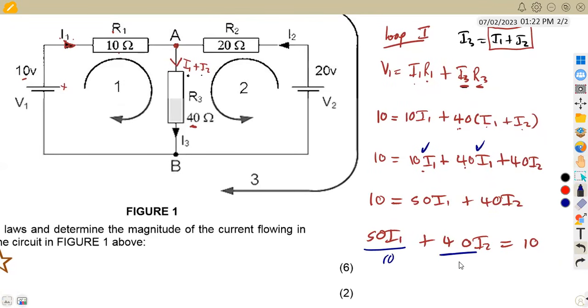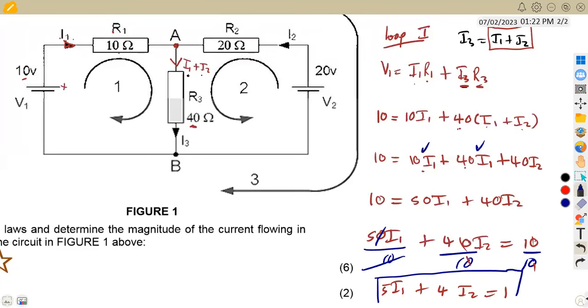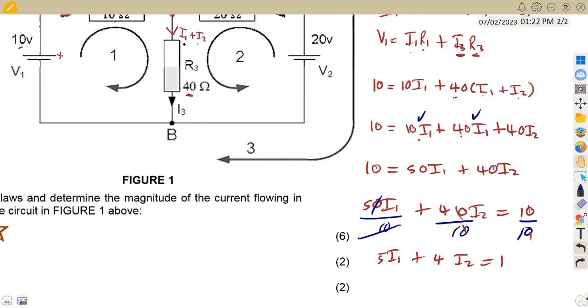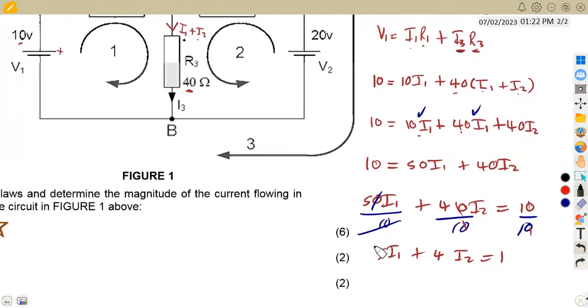You can reduce your equation the way that you want, because you are the one solving this. So this is going to give us 5 I1 plus 4 I2 equal to 1, since 10 cancels. So this is our first equation: 5 I1 plus 4 I2 equals 1. All right, we're going to take this as our first equation. Let me present it this way so that you can understand.